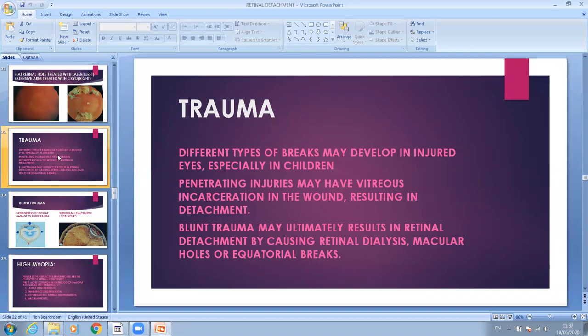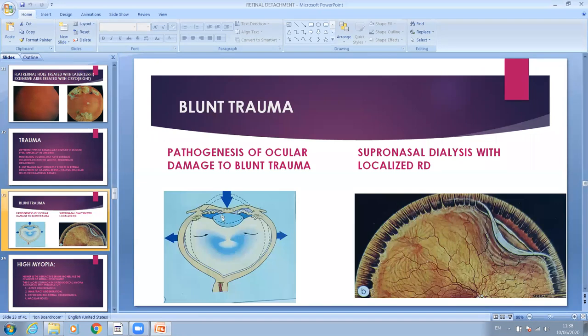The other predisposing factor is trauma. Trauma can give rise to retinal detachment in different ways. It could be a penetrating injury, a direct injury to the retina, and vitreous detachment. And sometimes it is blunt trauma which gives rise to the detachment.